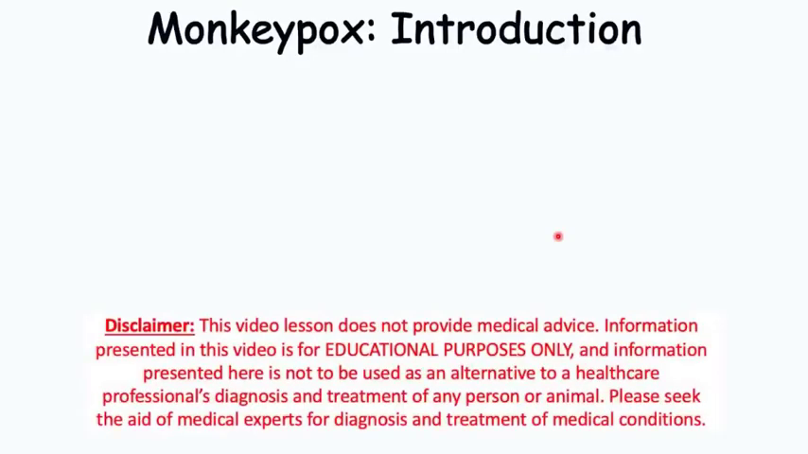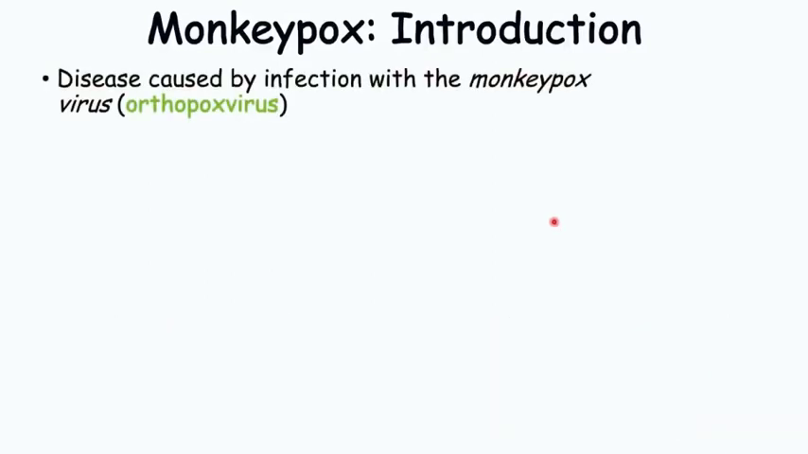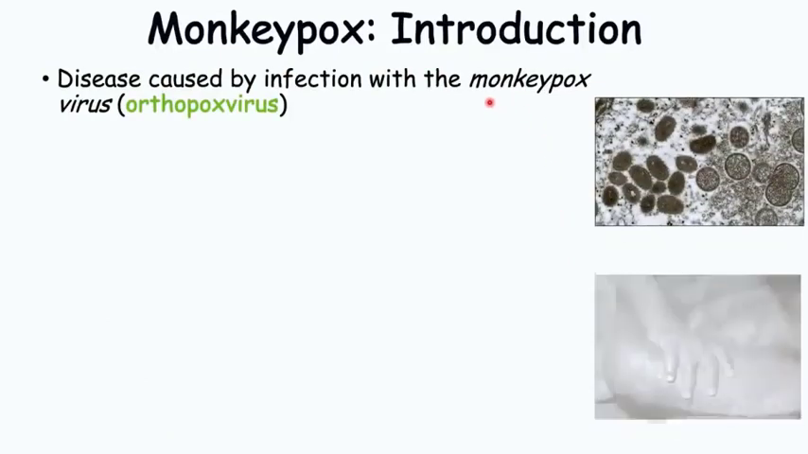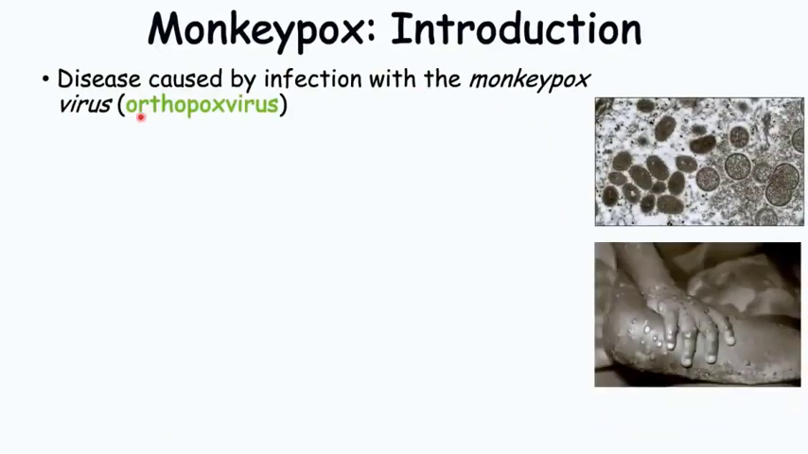Hi everyone, this lesson is on the signs and symptoms of monkeypox. So monkeypox is a disease caused by infection with the monkeypox virus. And the monkeypox virus is a pox virus, or more specifically, an orthopox virus. So this causes a characteristic rash and other signs and symptoms we're going to talk about as we go through this lesson. So until recently, this virus was mostly isolated to Central and Western Africa.